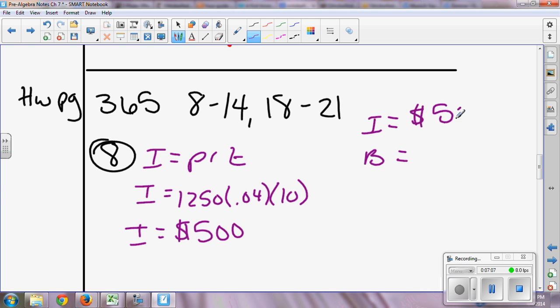It also wanted me to find balance. Remember, we talked about it earlier. Balance is equal to interest plus principal. So 500 plus 1,250 gives me $1,750.